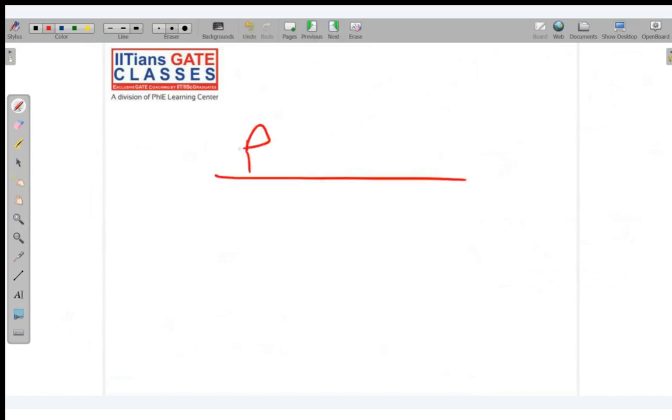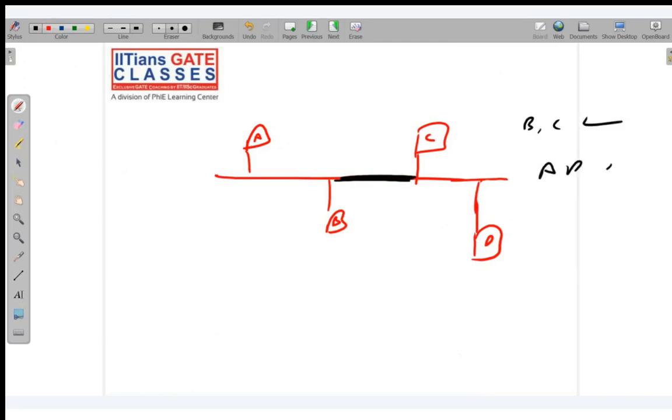For example, we have stations A, B, C, and D. This is station A, this is station B, this is C, and this is D. So in total we have four stations. Now when B and C are communicating, then A and D cannot communicate. Why? Because they have to access this shared channel. Obviously they cannot communicate at the same time because data will collide and collision will occur. So now the question arises: who will access this shared channel, and when?